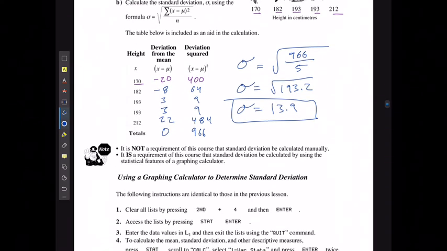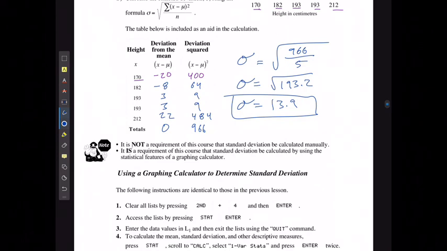Now, it's important to note you are not, for the test, going to have to calculate the standard deviation manually like this. It is a requirement that you can use the stats feature on a graphing calculator to do this. Remember, if you do not have a graphing calculator, you're going to need to either do it using this method, or you're going to have to pull up, and obviously you won't be able to do this when you do it in your course next year, but you're going to have to pull up an app or something like that, like a graphing calculator app or a stats app, in order to be able to calculate this stuff.